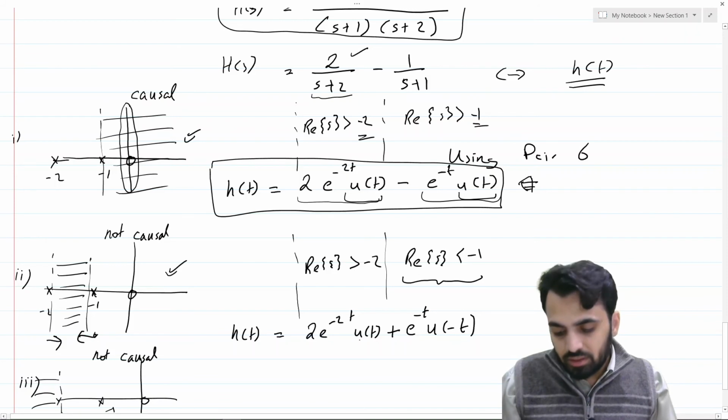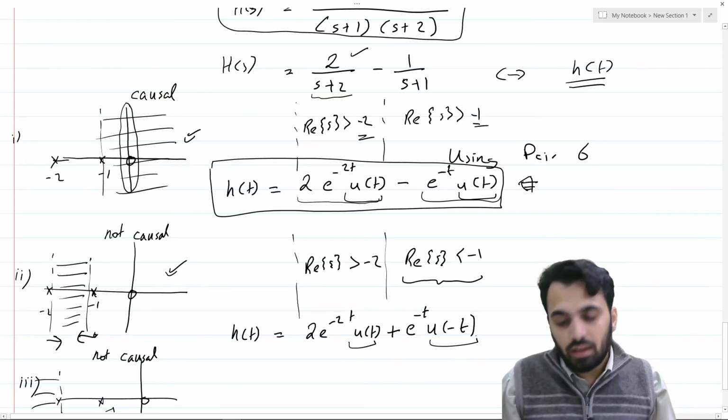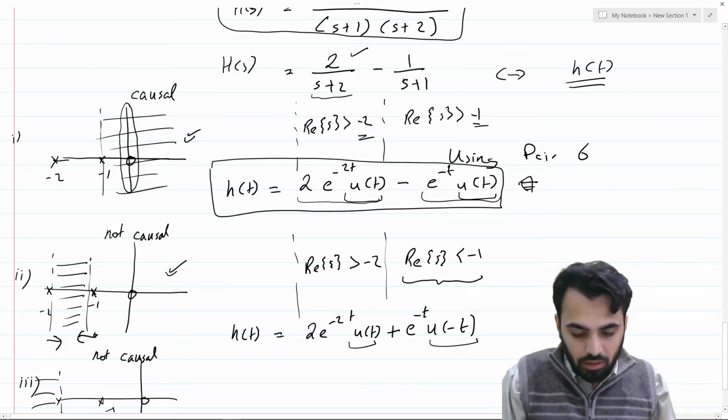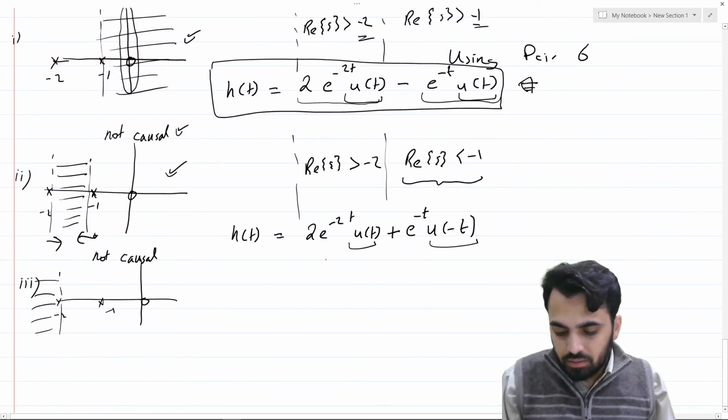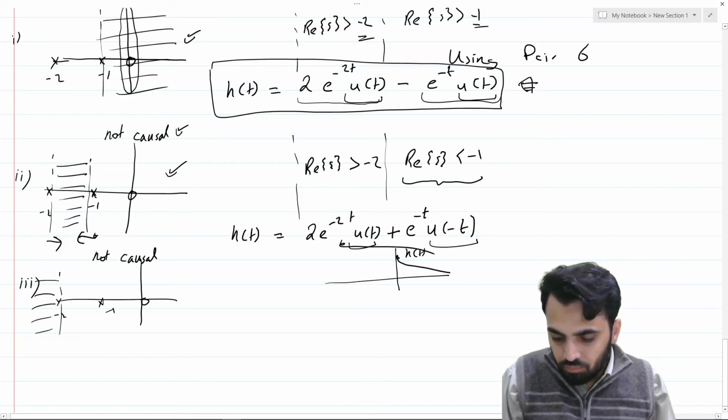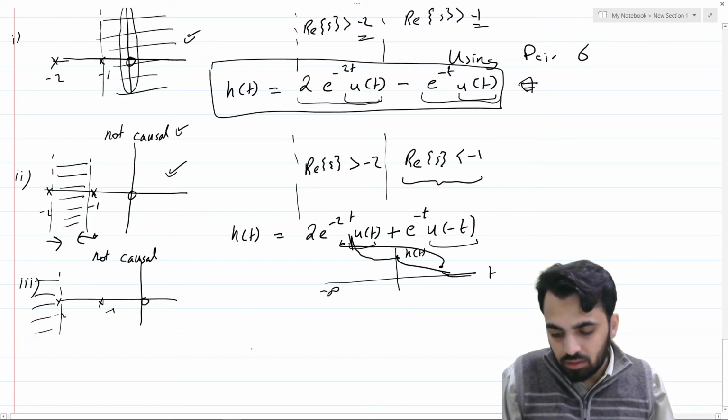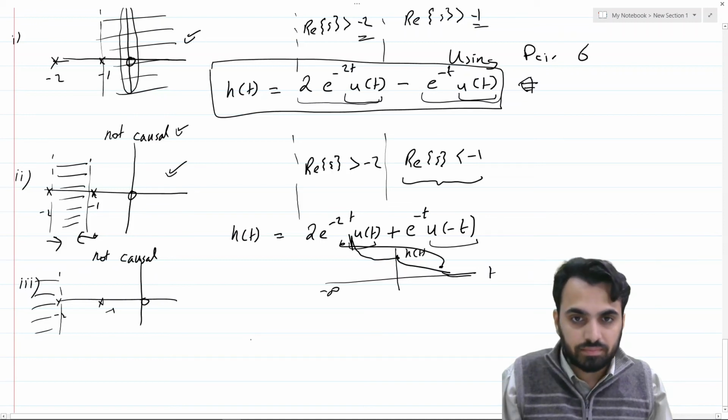So this is both sided and it cannot be causal, and we have already determined it. It is also unstable because if we plot h of t, this would be converging in the time domain, but at the same time this is expanding as we go towards minus infinity in time, so it is unstable.